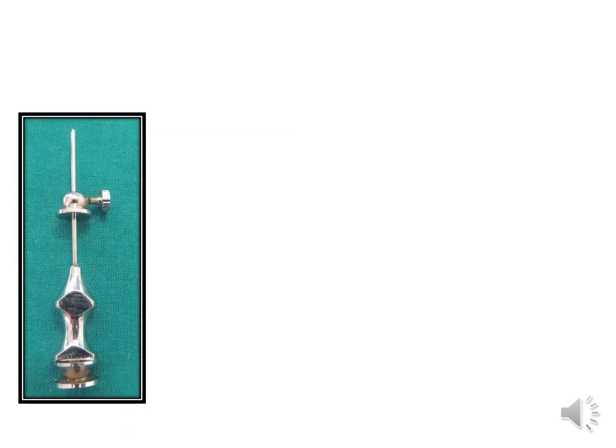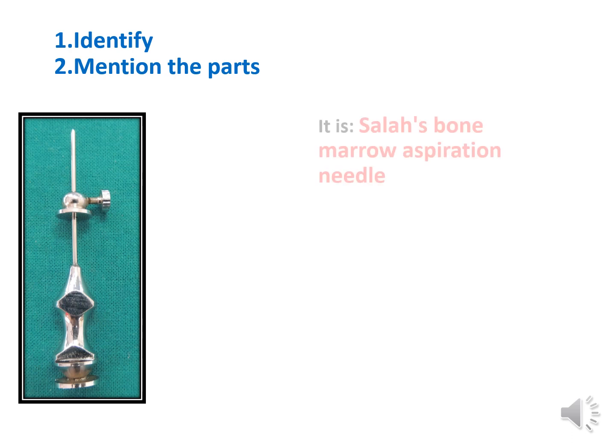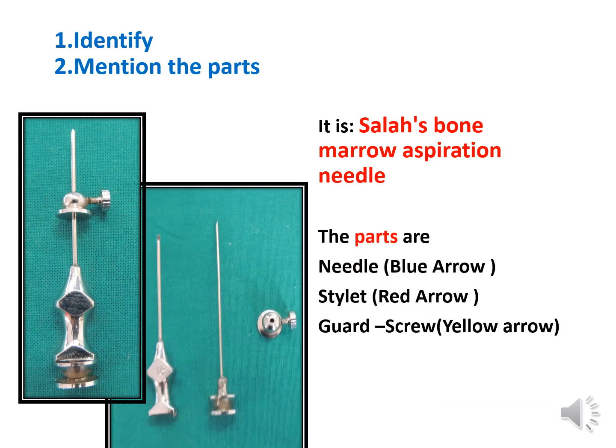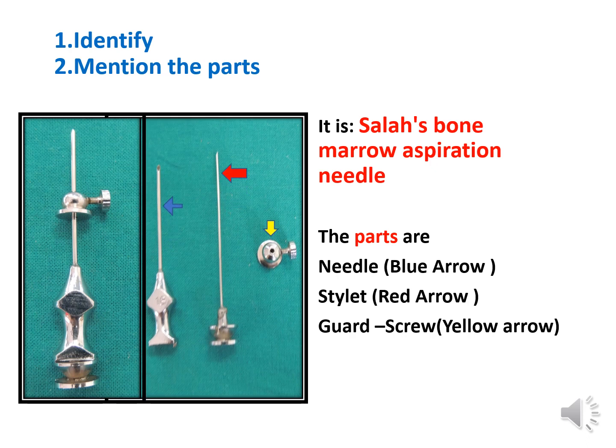Next, this is a sturdy, short, strong needle, and the question will be identify and mention the parts. Yes, it is Salah's bone marrow aspiration needle, and its parts are needle, blue arrow, stylet, red arrow, and the guard or the screw as shown by the yellow arrow.